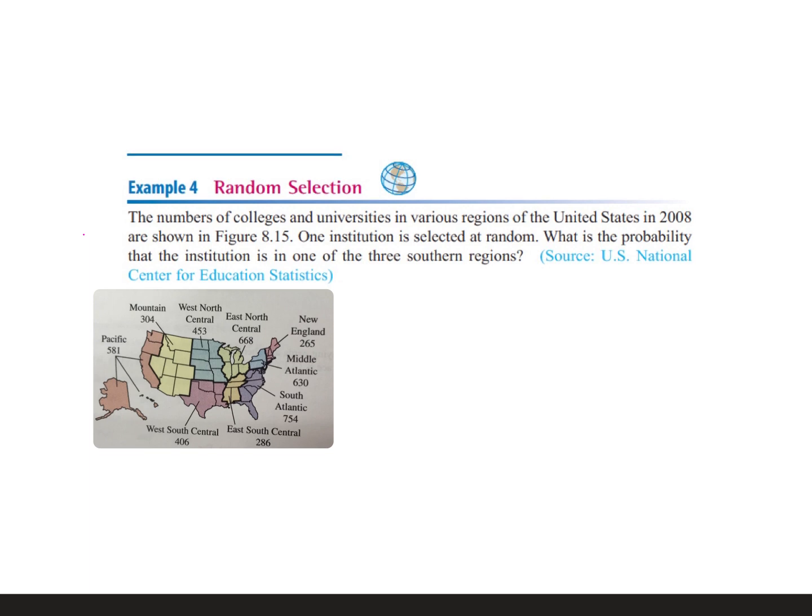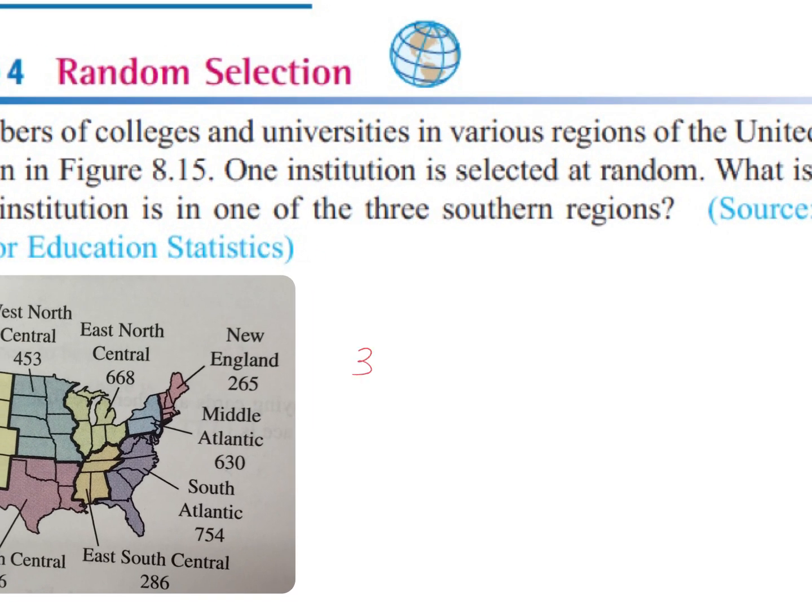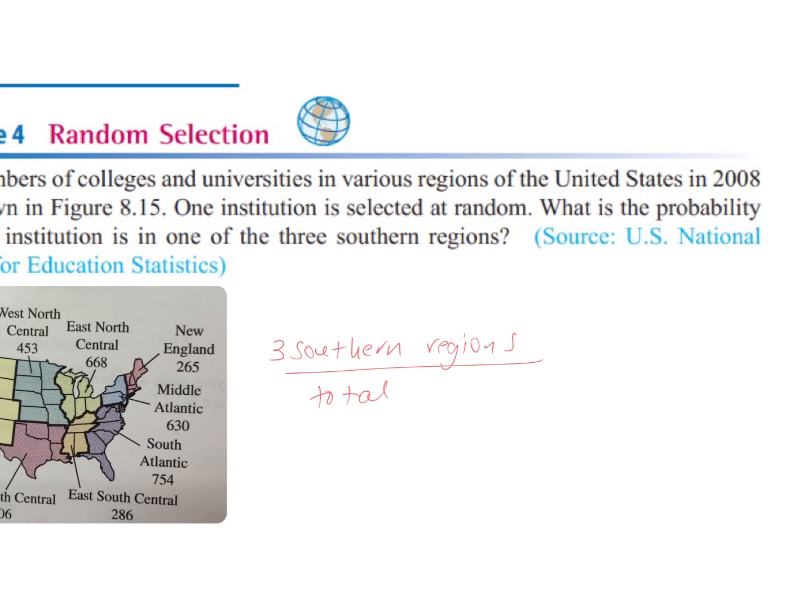Random selection. Okay, we got a map. It says the numbers of colleges and universities in various regions of the United States in 2008. Wow, this is a little dated. One institution is selected at random. What is the probability that the institution is one of the 3 southern regions? So let's think about this. Probability. What do we want? 3 southern regions, right? Agreed? Over total.